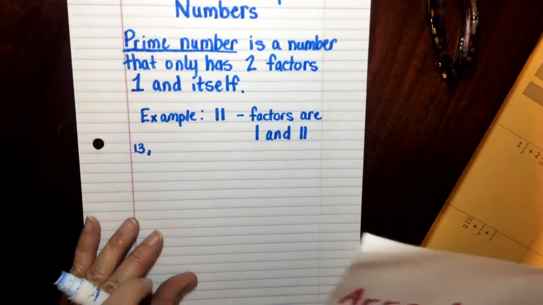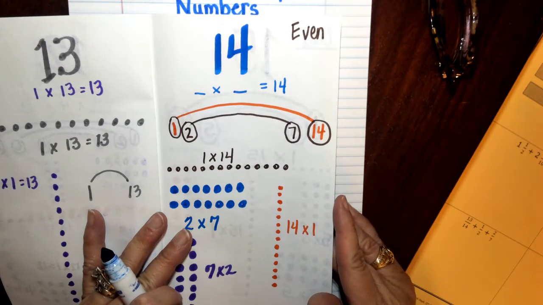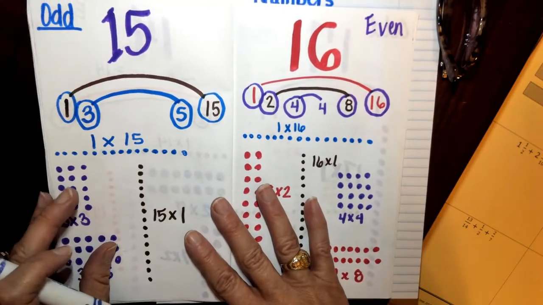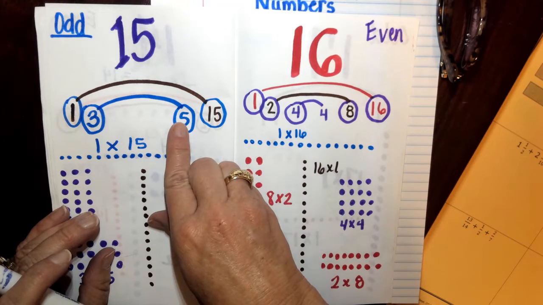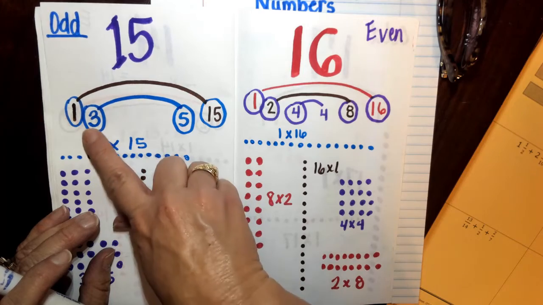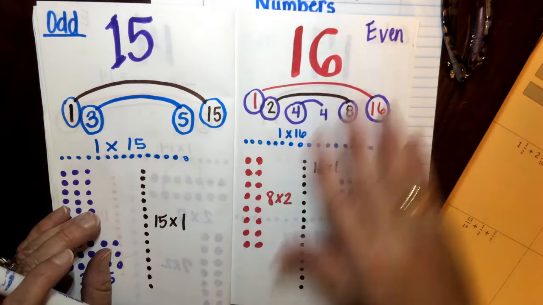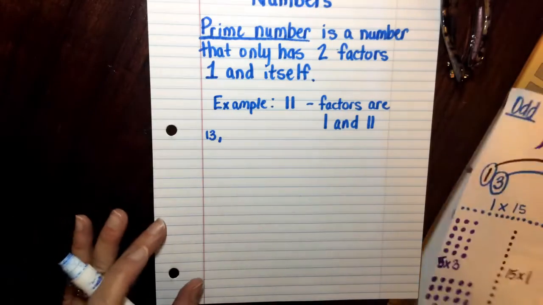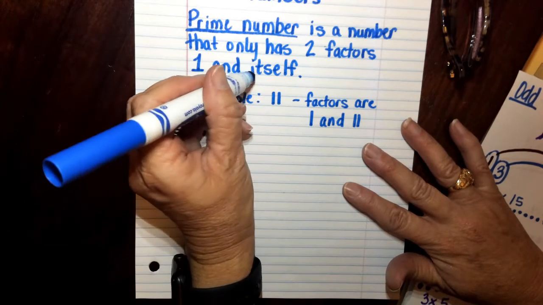Now, some boys and girls think that it's all odd numbers. So the next thing I'm going to do is look in my factor book. I know 14 has several factors. It has 1, 2, 7, and 14. But I'm going to look over at the number 15. Now it is also odd, but does it have one set of factors? No, it does not. It has 1, 3, 5, and 15. So when we think about prime numbers, we want to make sure that we're not thinking about all odd numbers. It's only special numbers that have two factors, 1 and itself.